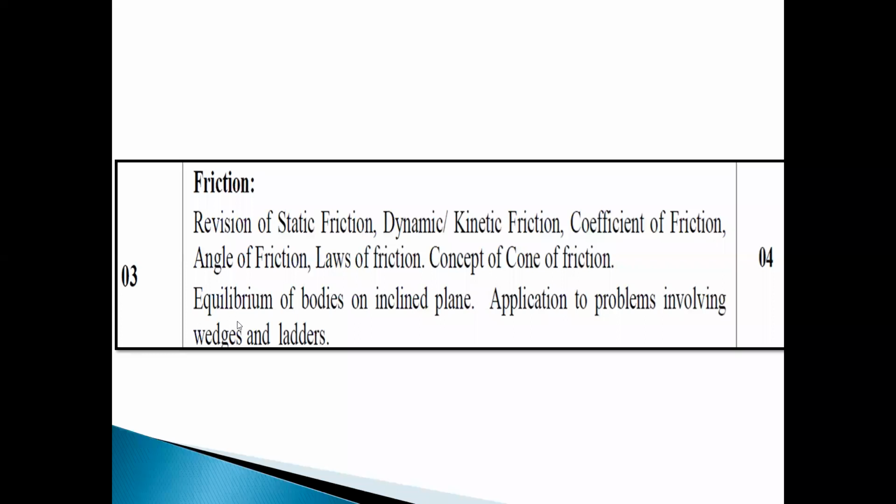Then we have the equilibrium of bodies on the inclined plane. So these are the problems on friction. By using the conditions of equilibrium, we will try to find out the friction force or the pull force required to cause the motion. Then last, we have the application to problems involving wedges and ladders. Okay. So this is the overall content of module 3.